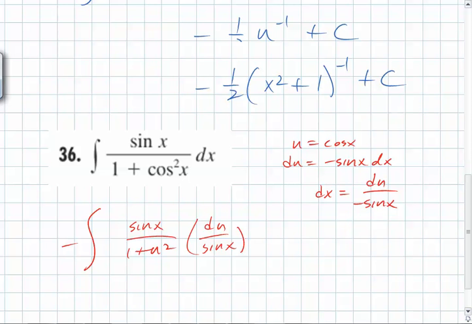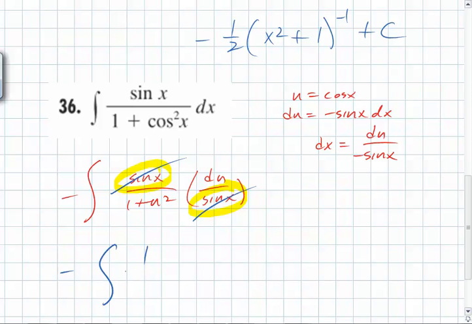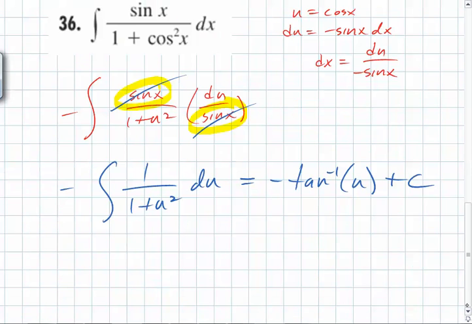Again, what's the happy thing that happens? Yay, the sine x is gone, leaving you with this very friendly thing because I asked you all about this. What is that? That's the derivative of what? Tangent inverse. Oh, look at that. Tan inverse of u plus c. Remember I asked you about that stuff? It's right there in front of you.